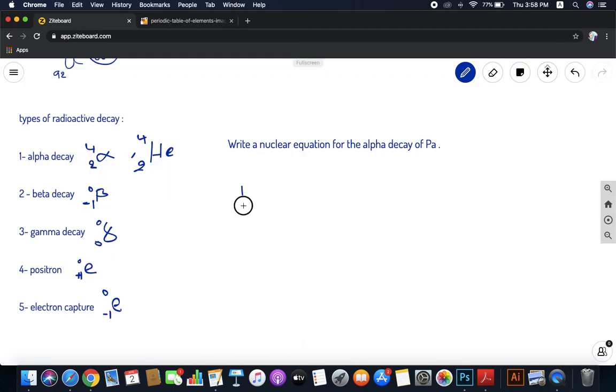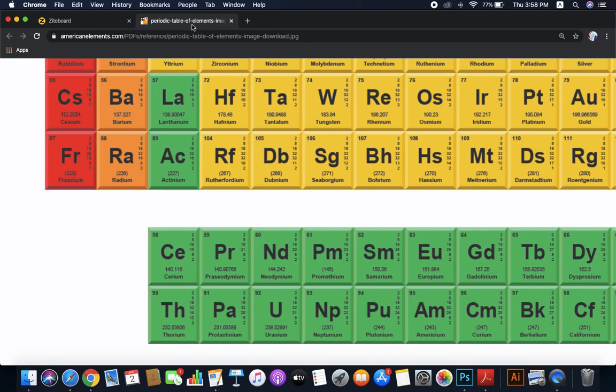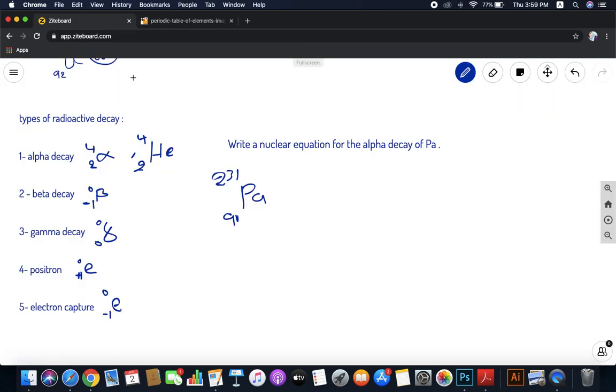Now Pa is 231 atomic mass and 91 is the atomic number. So here I will write Pa 231 and 91. Let's check again. Yes. Okay, so 91 is the atomic number, the number of protons, and 231 is the atomic mass for Pa. Now the question said the nuclear equation for alpha decay.